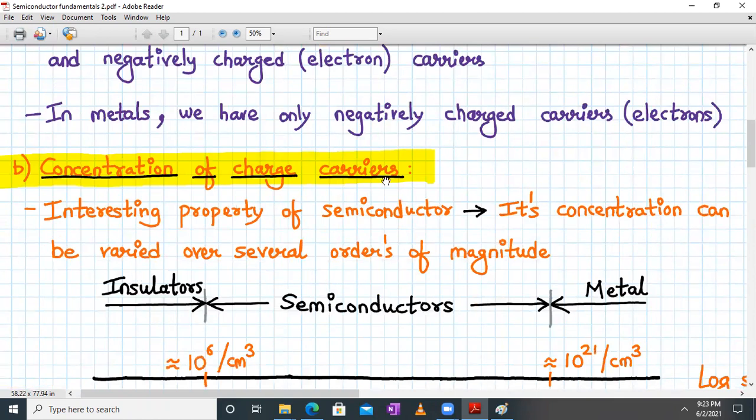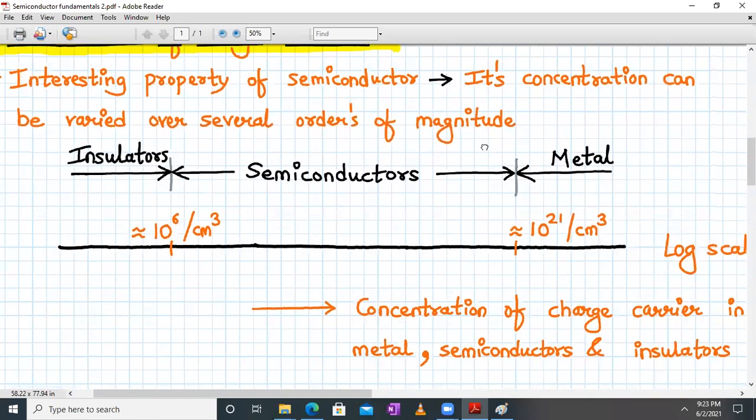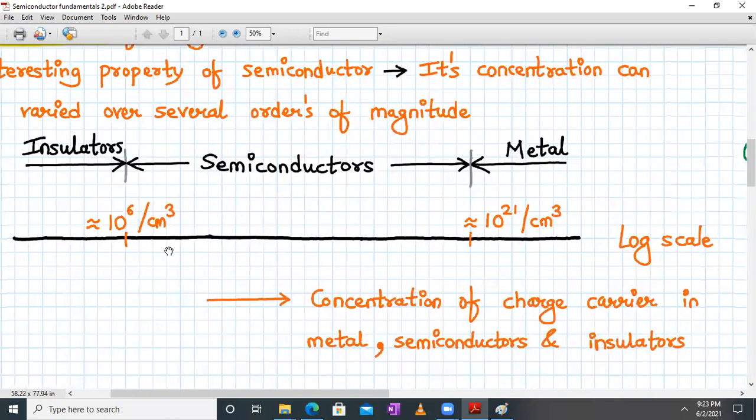How many of these charge carriers are present in the metal, semiconductor, and insulator? Okay. Later we will see an interesting property of semiconductor, that its concentration can be varied over a wide range of magnitude. Okay. So this picture which you see on your screen, the x-axis is the log scale, which is the concentration of charge carriers in different materials.